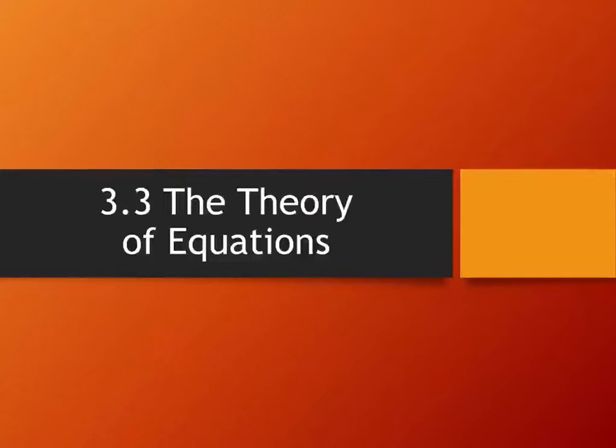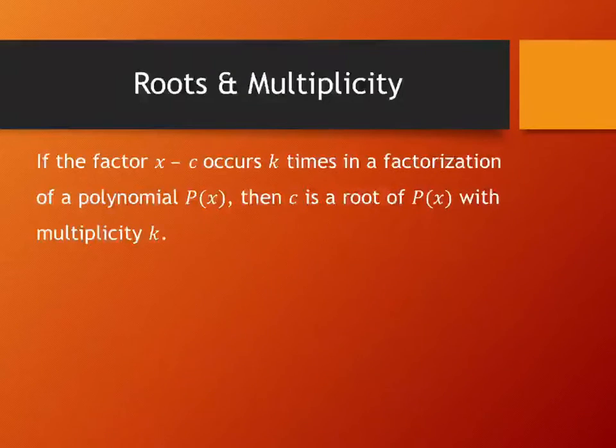And it's actually going to start out with something that we've talked about part of before, but it's got an additional piece that we haven't. It talks about the word roots, about the word zeros. So if we have a factor, like we did back in section 3.2, x minus c, and it occurs more than once. So we haven't seen that part happen before.